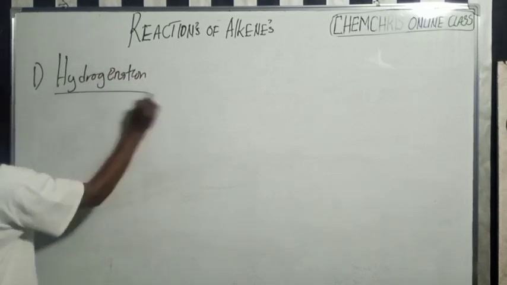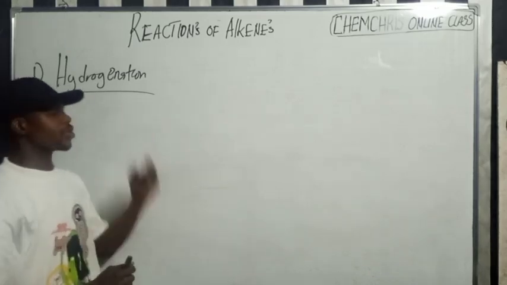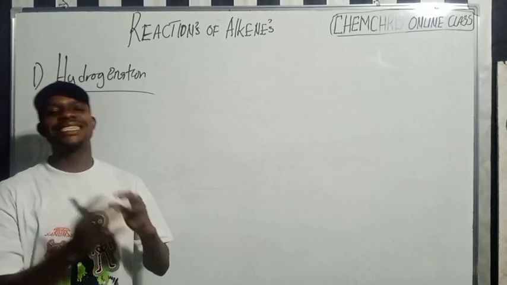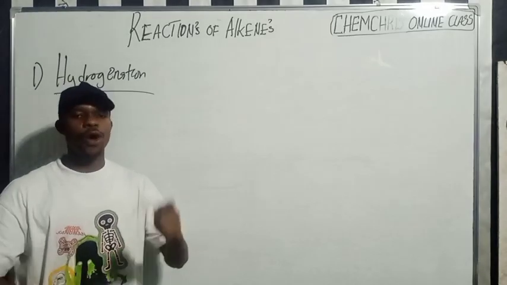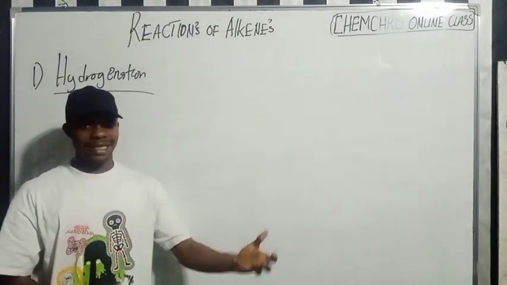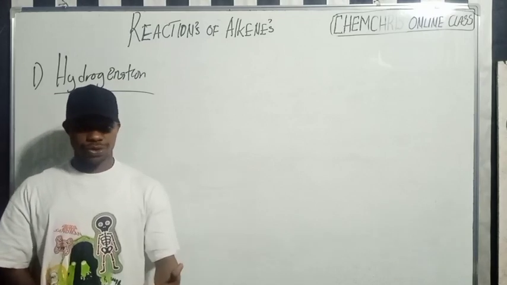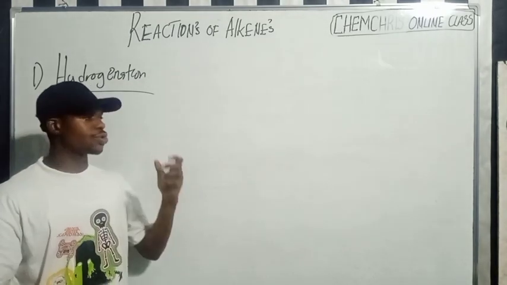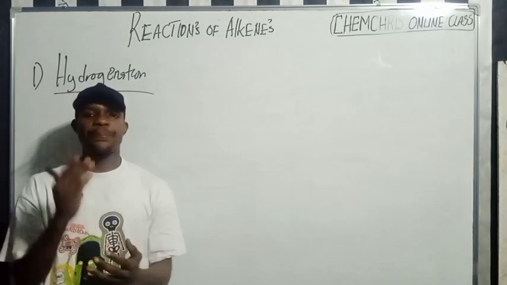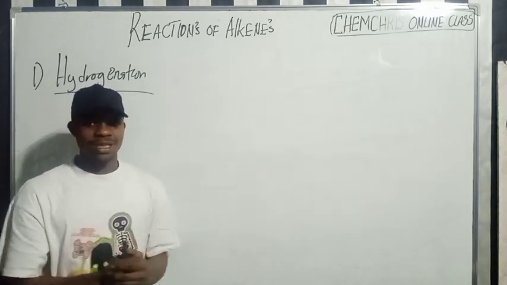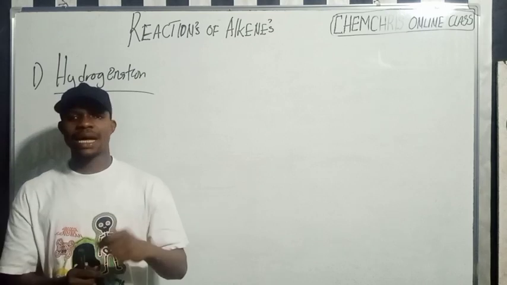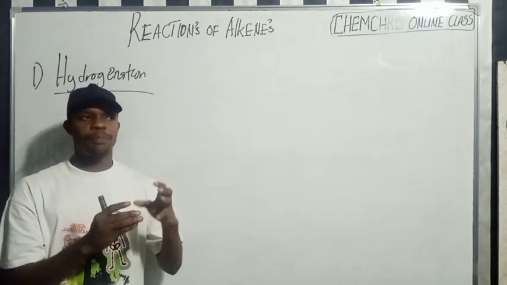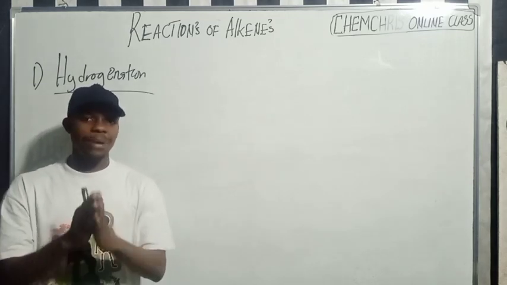Hi there. Hydrogenation. Now, what do you understand by hydrogenation? Hydrogenation is the addition of what? Hydrogen. When you add hydrogen to an alkene, it's called hydrogenation. Do you understand? So hydrogenation is the addition of hydrogen to the alkene in the presence of a metallic catalyst. And the metallic catalyst can be platinum, nickel, or palladium.